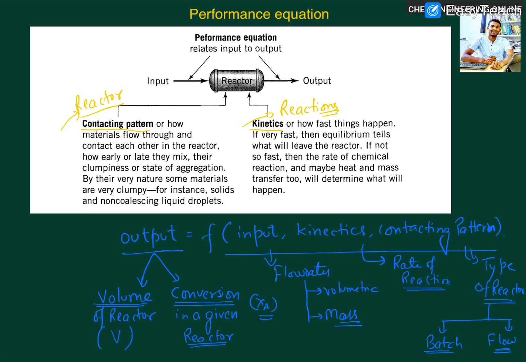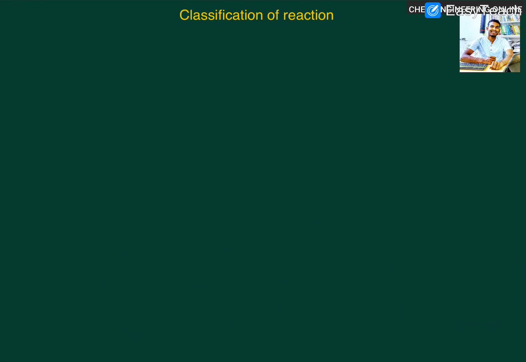Whenever we deal with performance equation, these all things will come. This is volumetric, this is FA naught, this is type of reactor, rate of reaction minus RA. So in any performance equation you will find all these variables, that is volume of reactor, conversion and flow rates and kinetics, that is minus RA. We will discuss more in detail.